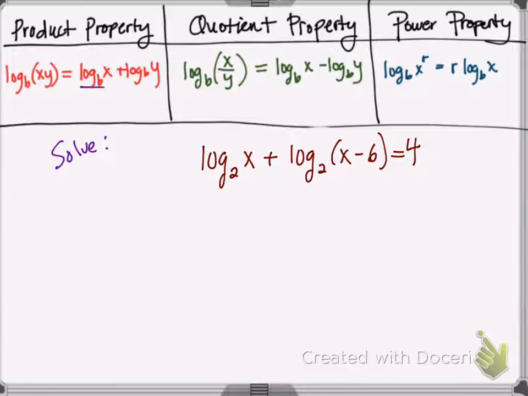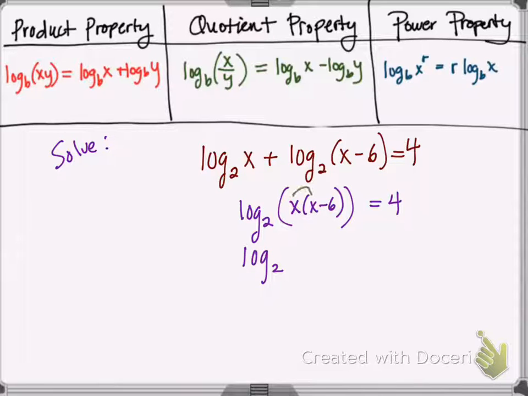The right-hand side here of the product property says if you're adding them together, you could rewrite this as one single log by multiplying both arguments here. So that means we're going to be multiplying the x and then the x minus 6, which requires distributive properties. So we're going to write this as one single log with the same base. The base is 2. And now the argument is going to be x times x minus 6, and that's equal to 4. So let's actually distribute the x to both terms. So x times x is x squared, and then x times negative 6 is negative 6x, and that's equal to 4.